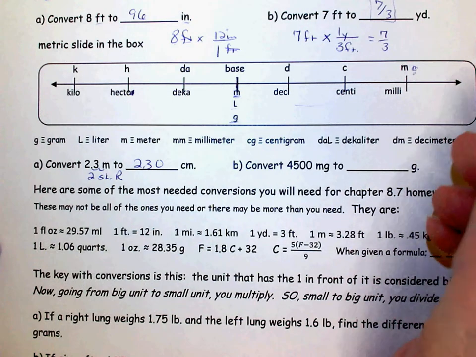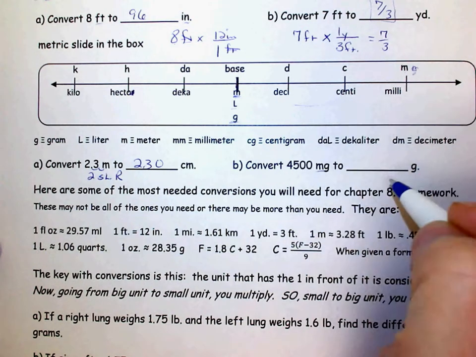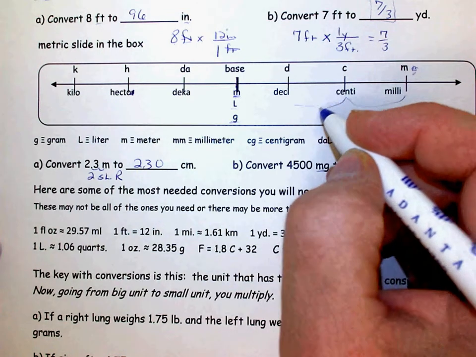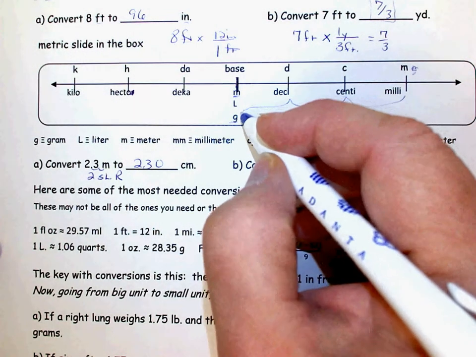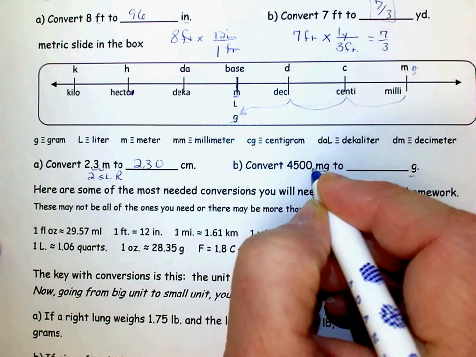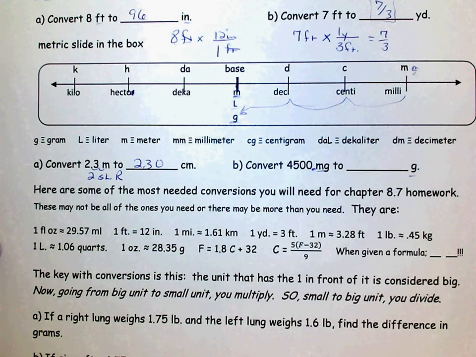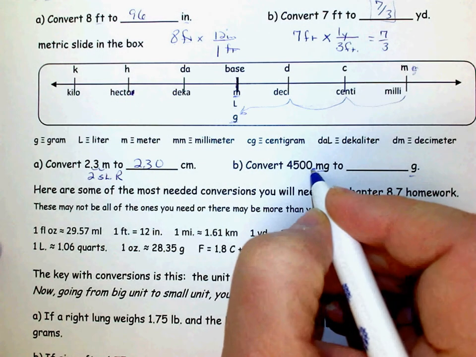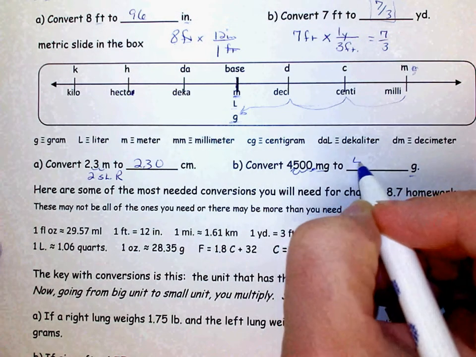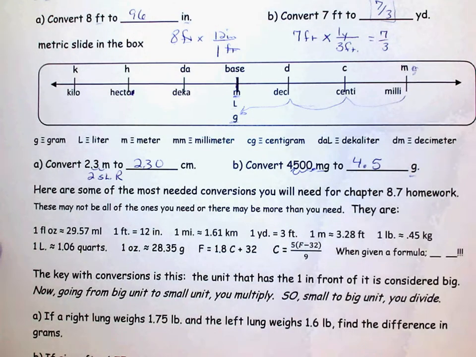Now, for this one, we're going from milli to grams. So that's 1, 2, 3 slides to the left. And remember, if I don't see a decimal, it comes at the end. So 1, 2, 3 slides left. So that gives us 4.5 grams.